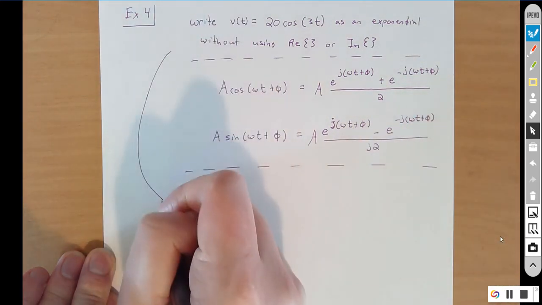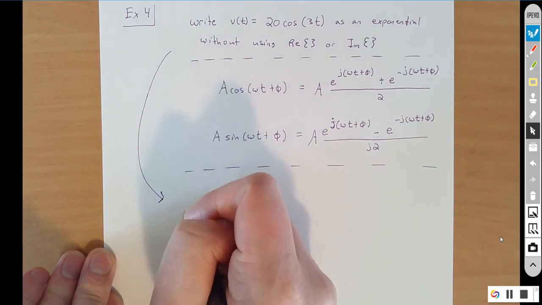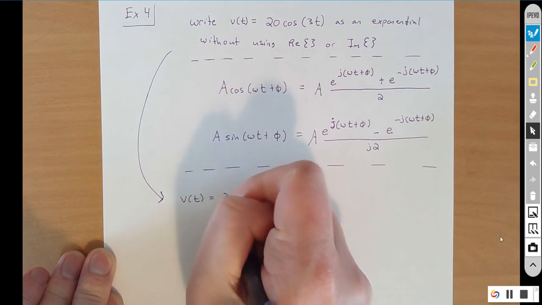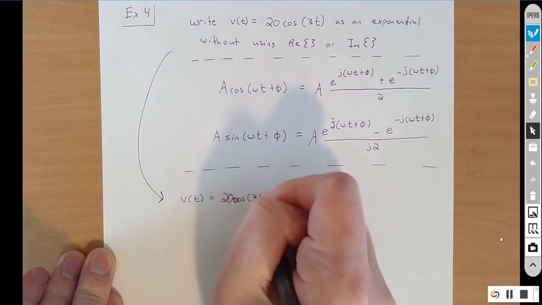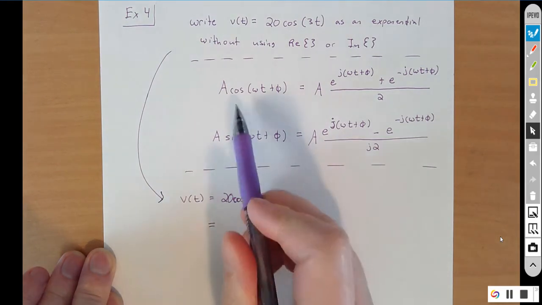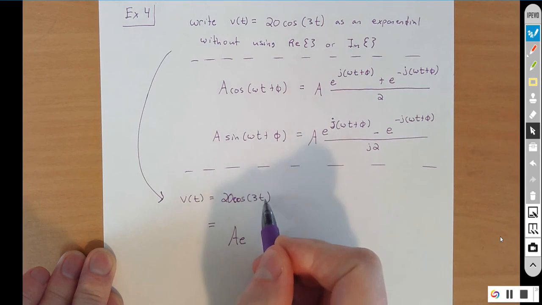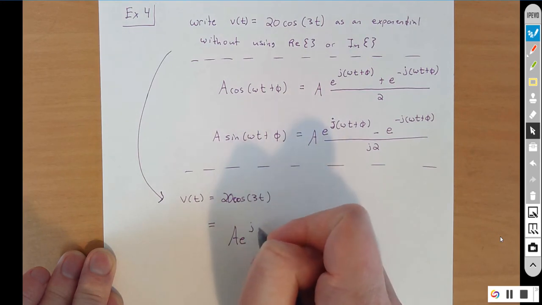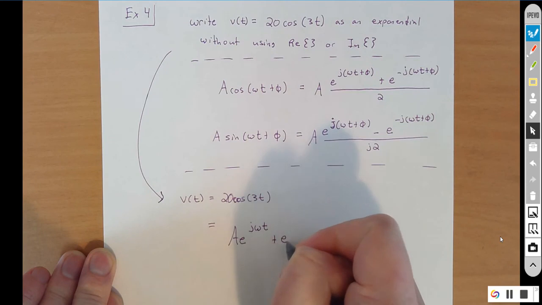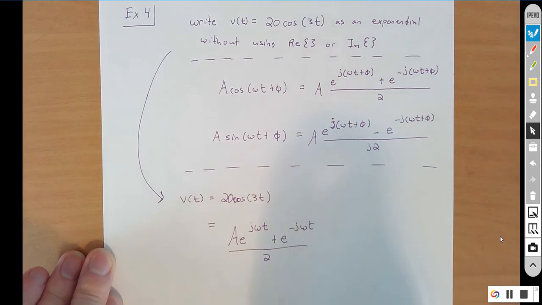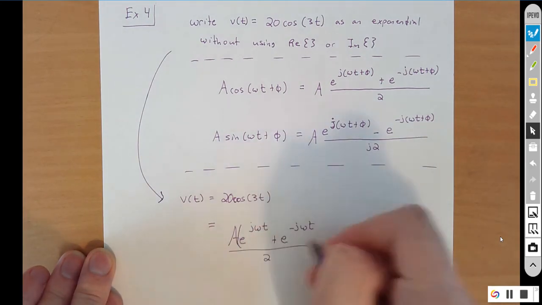But it is possible. So we have v of t equals 20 cosine 3t. I'll just rewrite that here: 20 cosine 3t. This is the cosine form, so we're going to turn it into an A times e to the j omega t plus e to the negative j omega t, and we're going to divide all that by 2. This doesn't have a phi, so I'm going to drop that as I write this out. So that's what it'll look like, and actually this should be a quantity here.